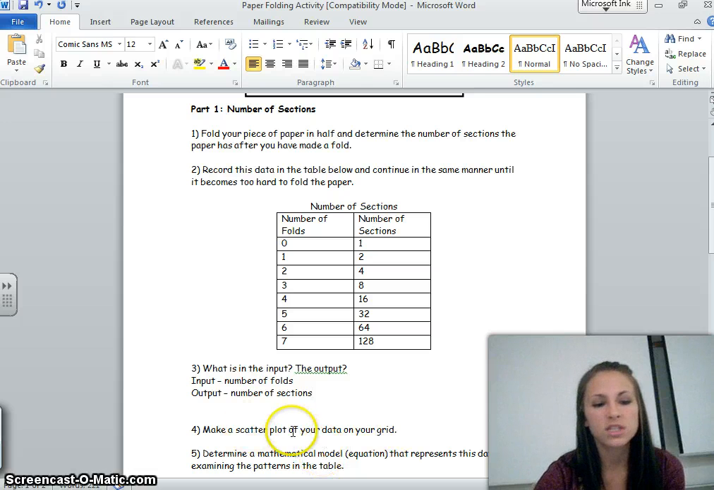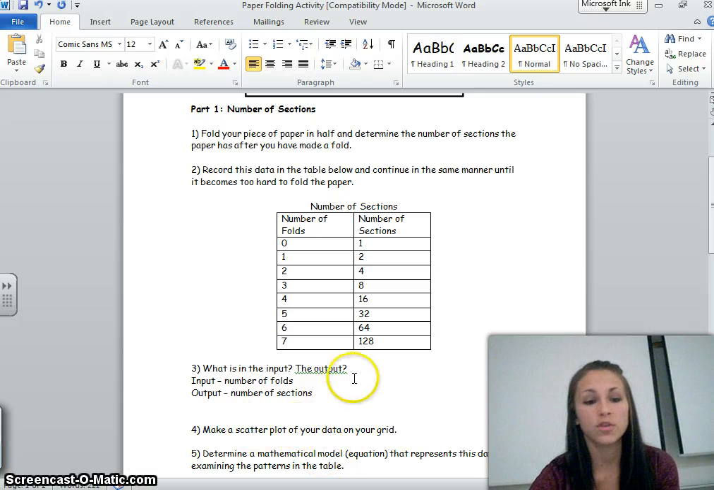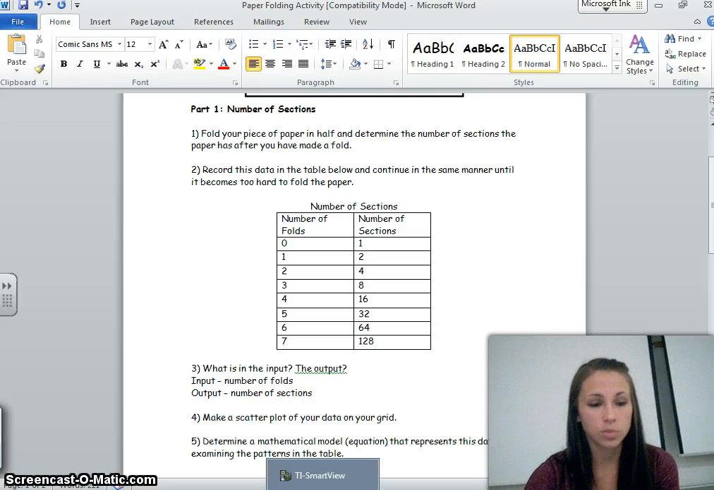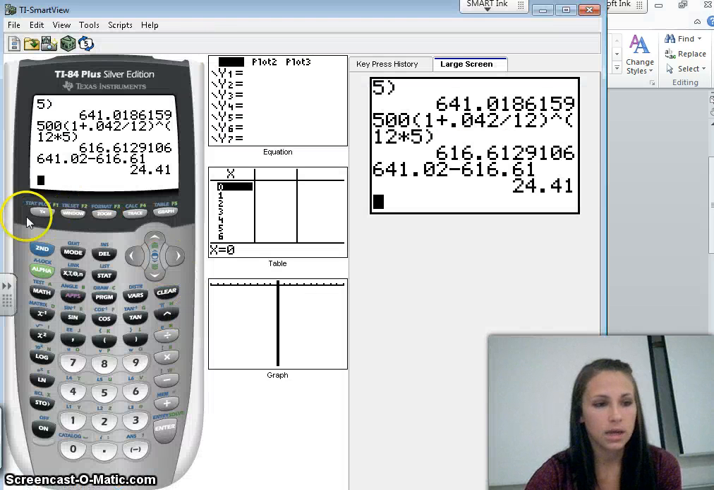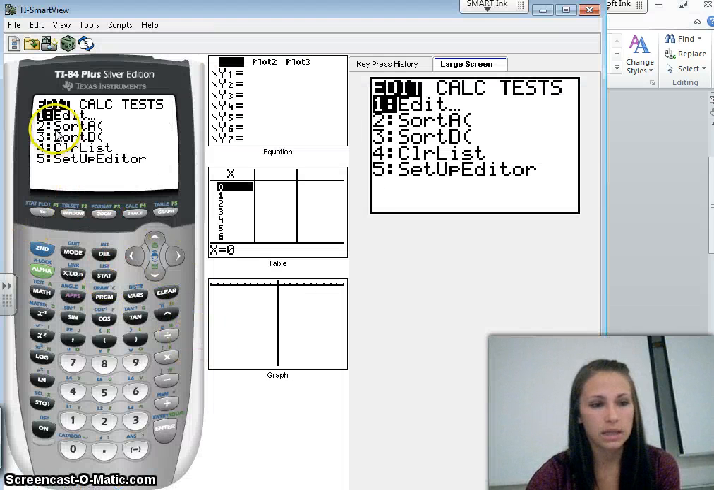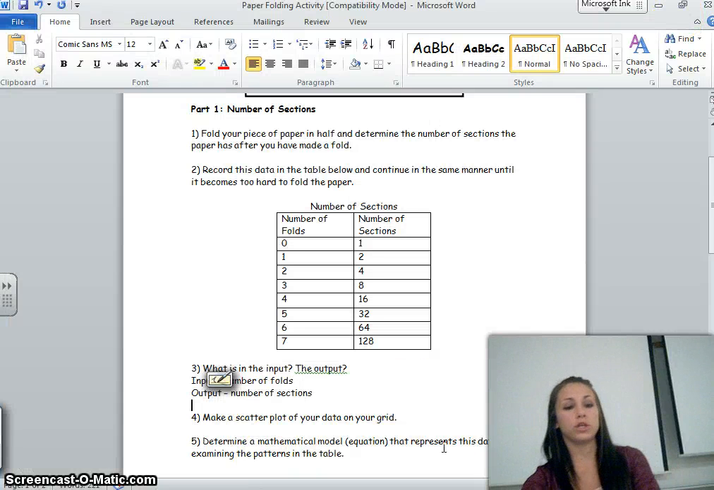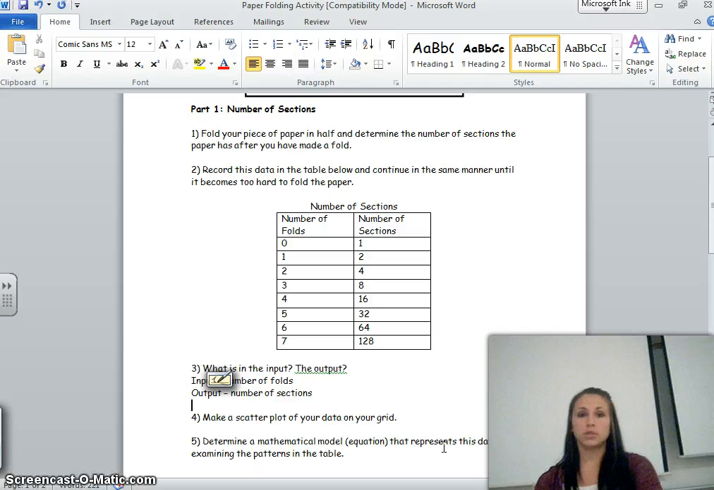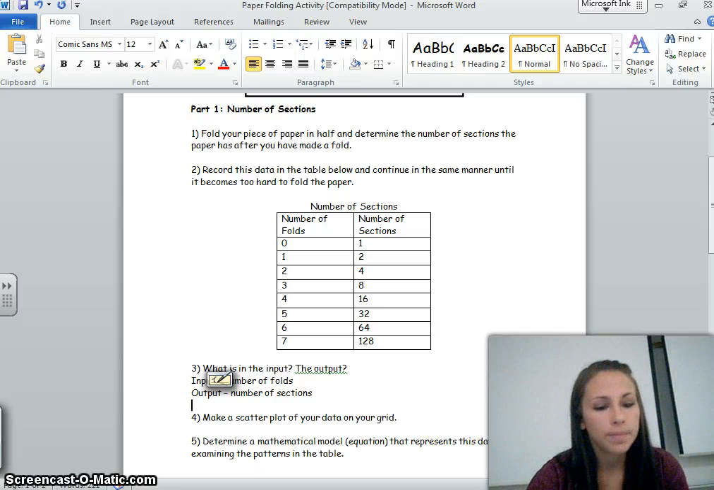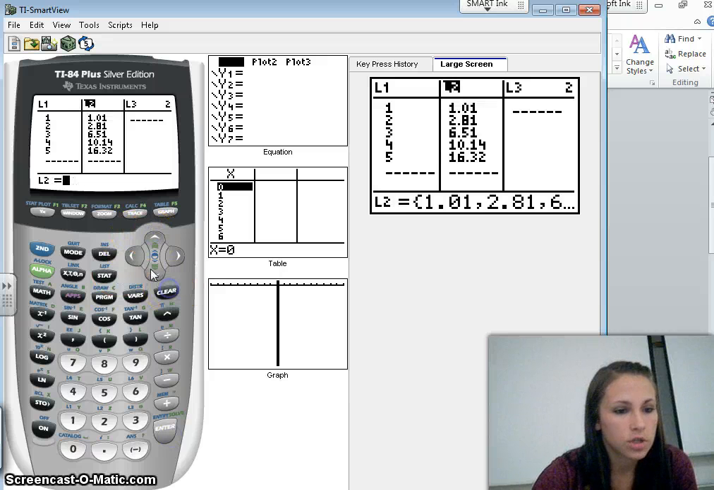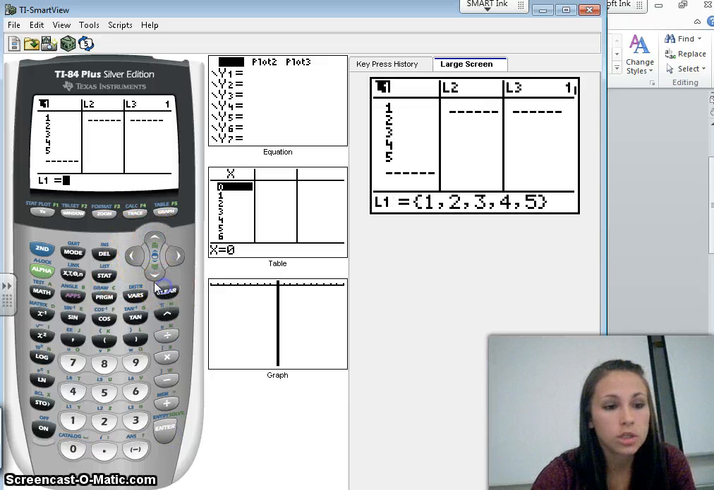Alright, number 4, it says make a scatter plot of your data on your grid. We're just going to do that on the calculator. You should have done this in Algebra 2. So we're going to take this data and plug it into our stat list. That's also going to allow us to find a model or an equation and make a scatter plot so we can see both of them on the same grid. If there's already data there, you want to make sure you clear your list and not delete them.